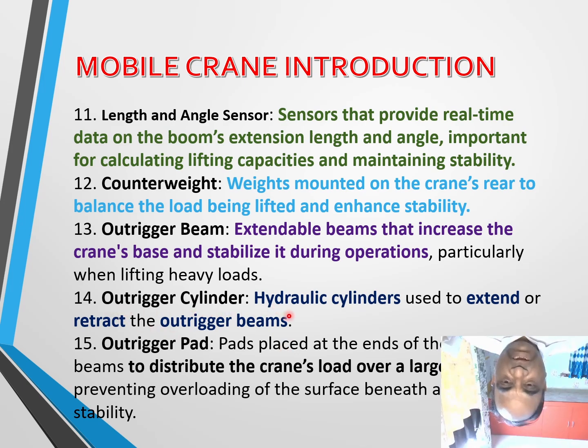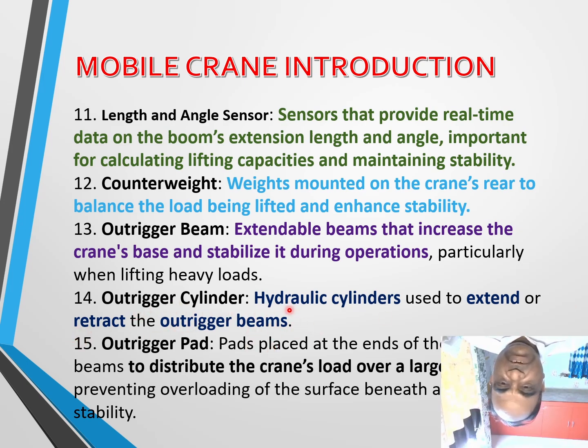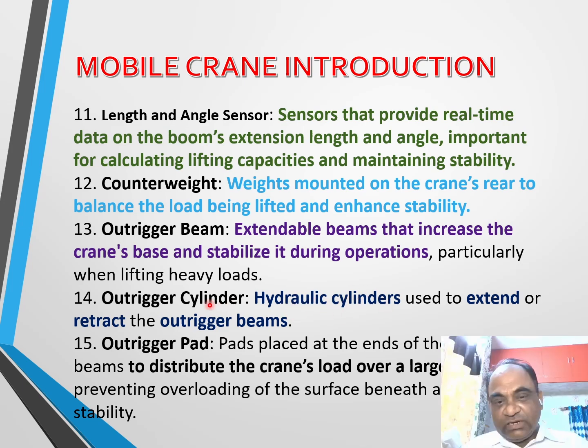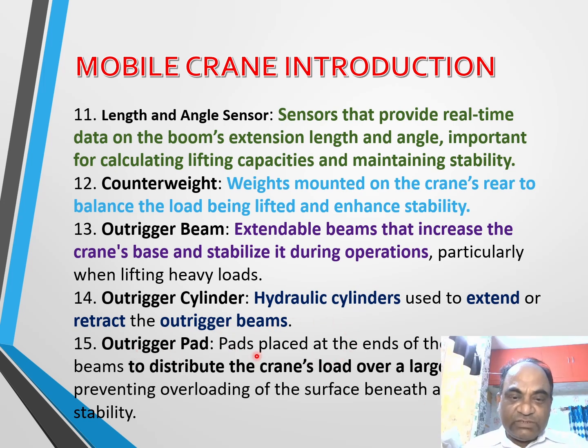Outrigger cylinder: hydraulic cylinders used to extend or retract the outrigger beams. So this is very important. The outrigger cylinders are hydraulic cylinders and they are used to extend or retract the outrigger beams. And then we have outrigger pads, and these pads are placed at the end of the outrigger beams to distribute the crane's load over a larger area.